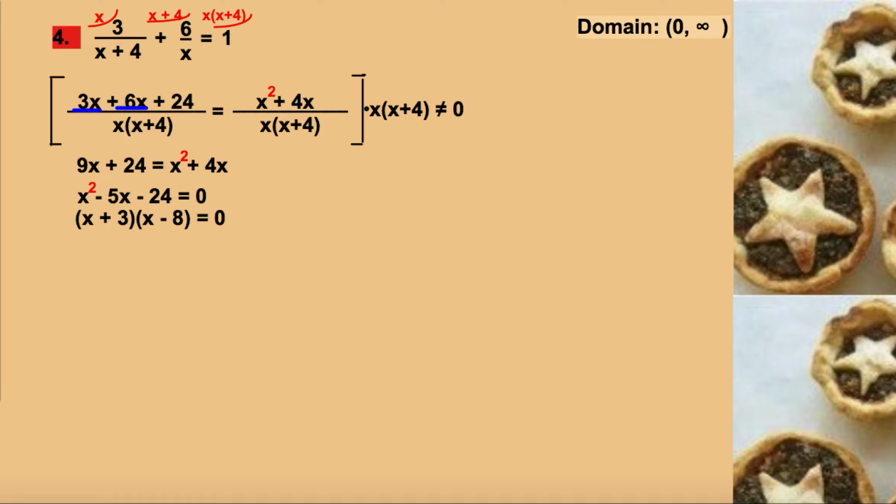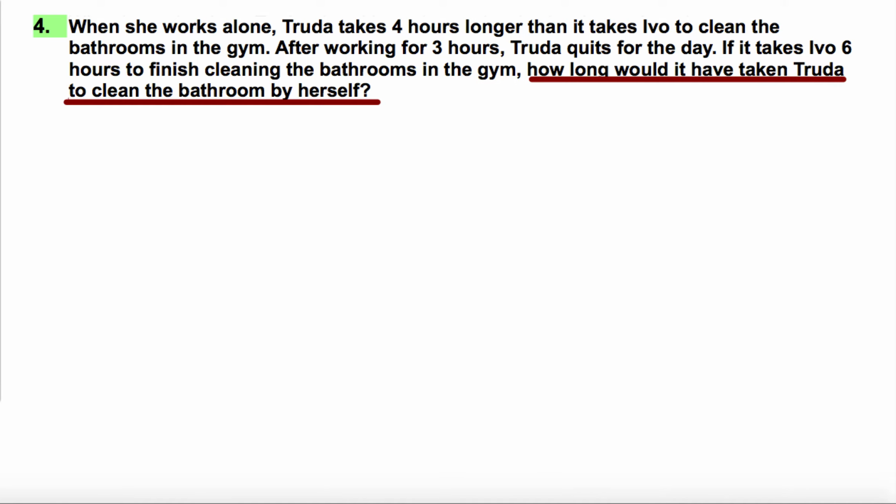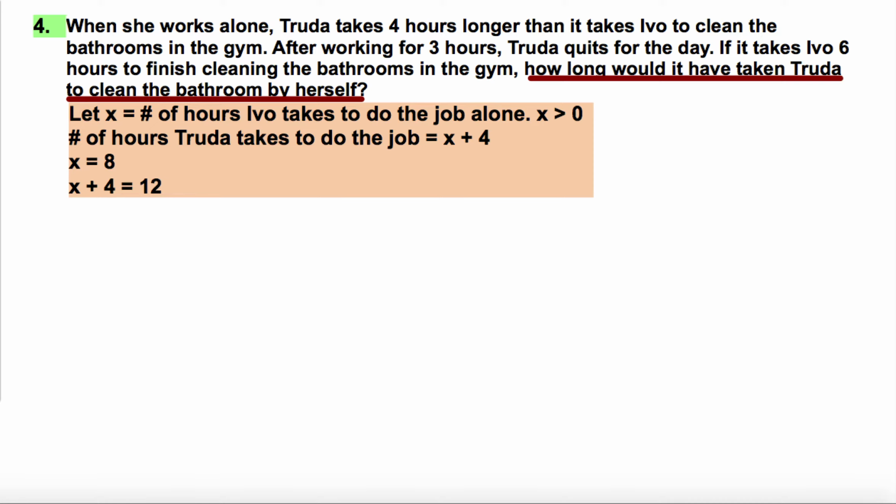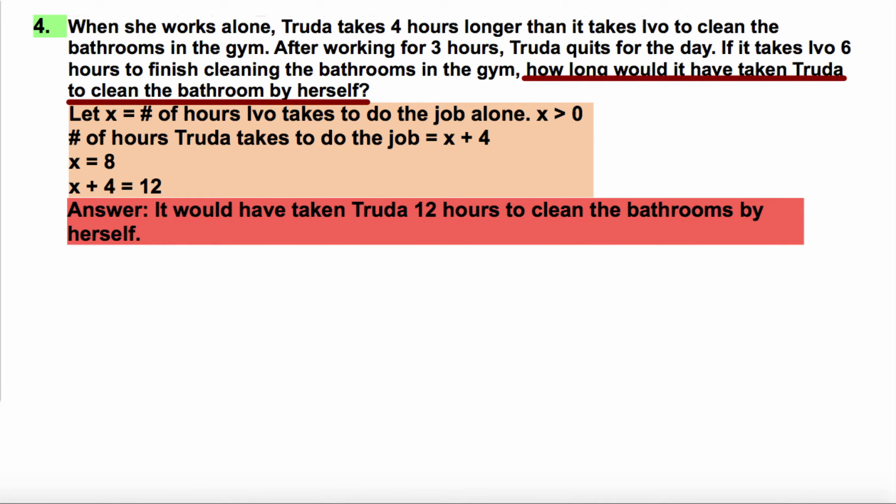Thus, we have the quantity x plus 3 times x minus 8 is equal to 0. Using the zero product property, x1 is equal to negative 3, x2 is equal to 8. x1 does not belong to the domain, but x2 does. Thus, let's find how long it would have taken Truda to clean the bathroom by herself. If x is 8, x plus 4 is equal to 12. Thus, it would have taken Truda 12 hours to clean the bathroom by herself.